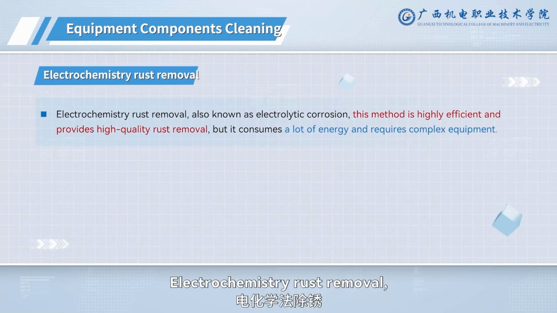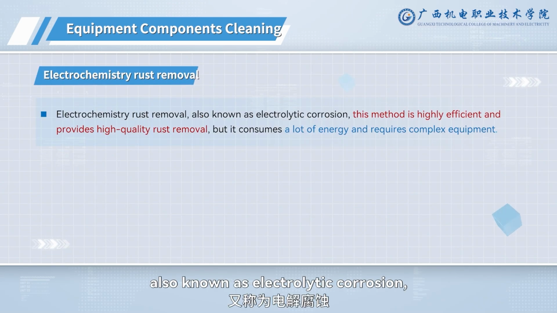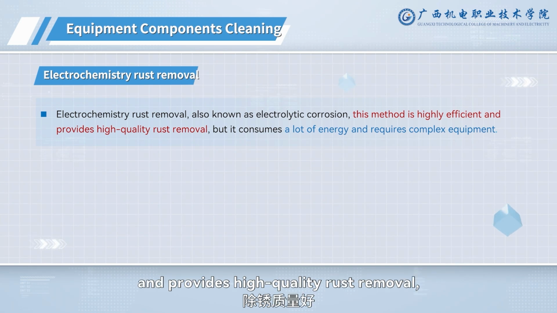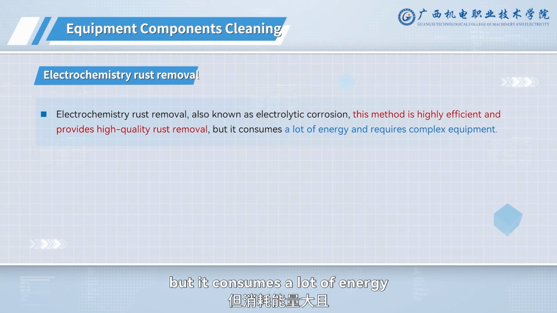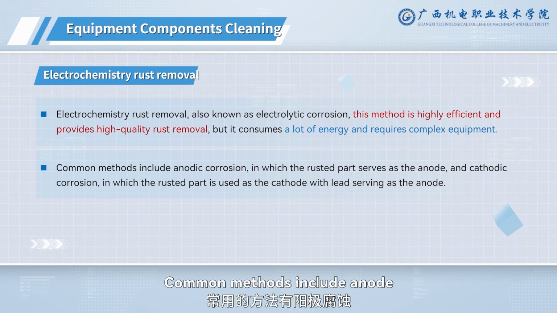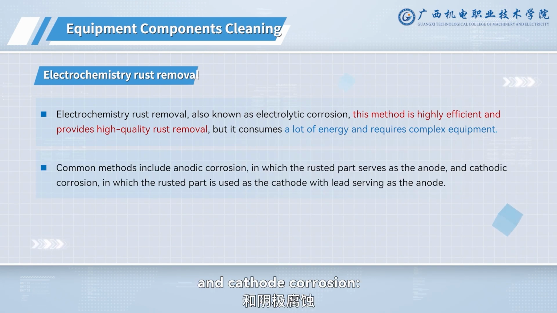The chemical formula should be selected according to the material of the part being treated. Electrochemistry rust removal, also known as electrolytic corrosion. This method is highly efficient and provides high-quality rust removal, but it consumes a lot of energy and requires complex equipment. Common methods include anode and cathode corrosion.